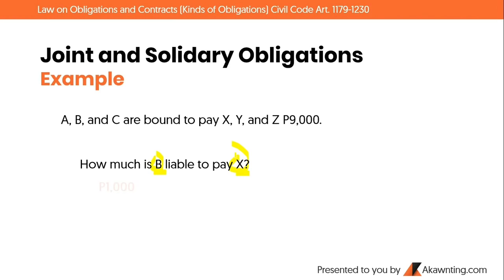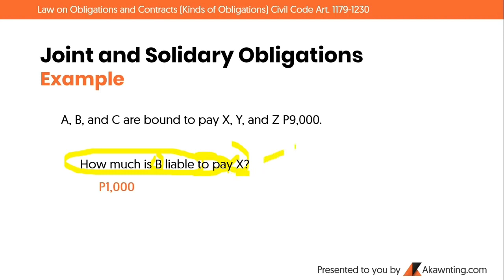Okay. So, ang sagot natin is 1,000. How much is B liable to pay X? Okay. I-specify natin. Kung maalala nyo, kapag ang tanong lang ay how much is B liable to pay? Walang specific creditor. Ang sagot ay 3,000 kasi yun yung kanyang share, di ba? Yun yung up to the extent ng kanyang share. Pero, paano madidistribute yung 3,000 na yon na ibabayad niya?